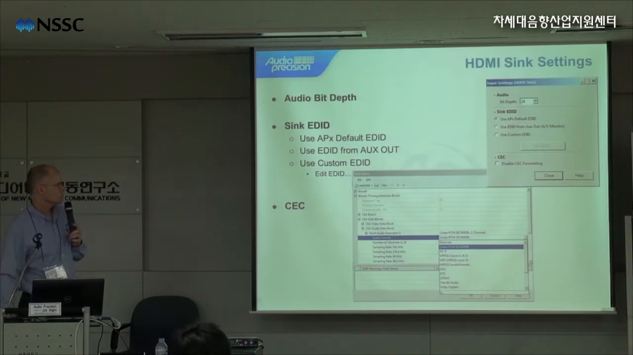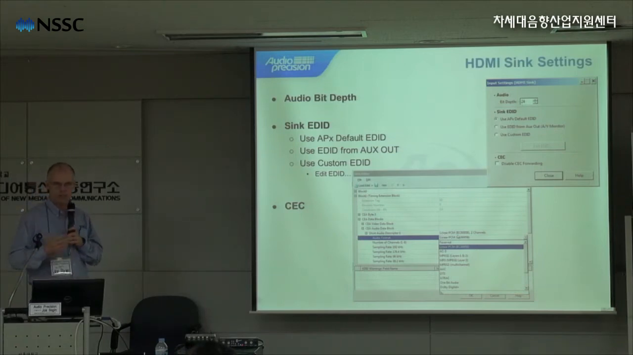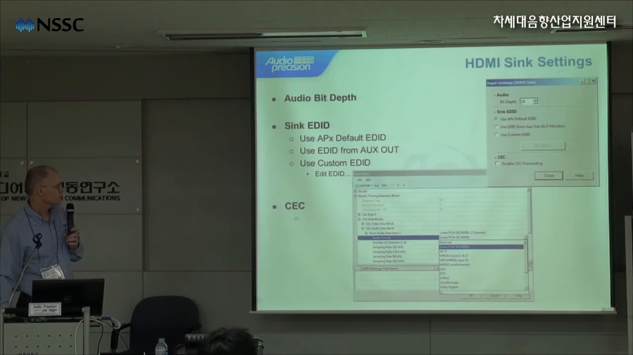And if you use a custom EDID, it opens this panel called the EDID editor, and here you can go in and you can actually change the short audio descriptor. So for example, if you want to force the device to tell you that it can handle 8 channels, you could change it from linear 2-channel PCM to linear 8-channel PCM, and so on. And then we have some control over the CEC.